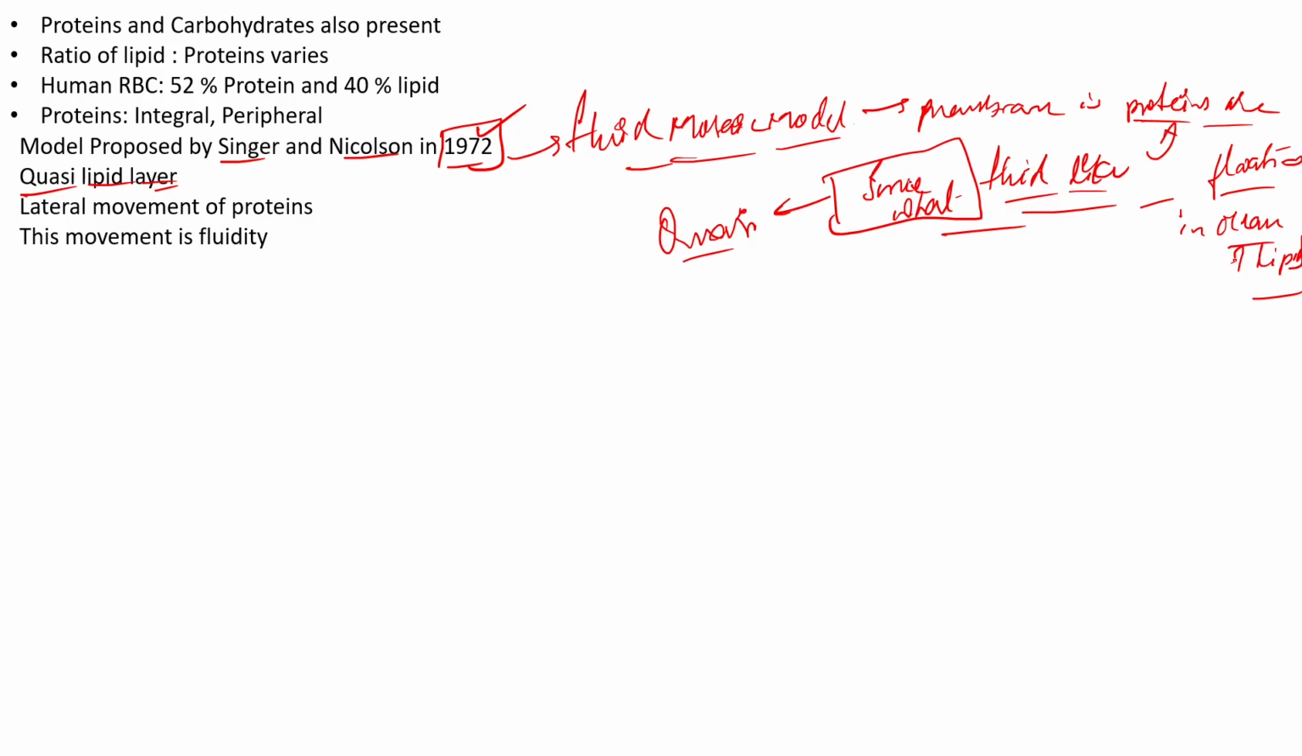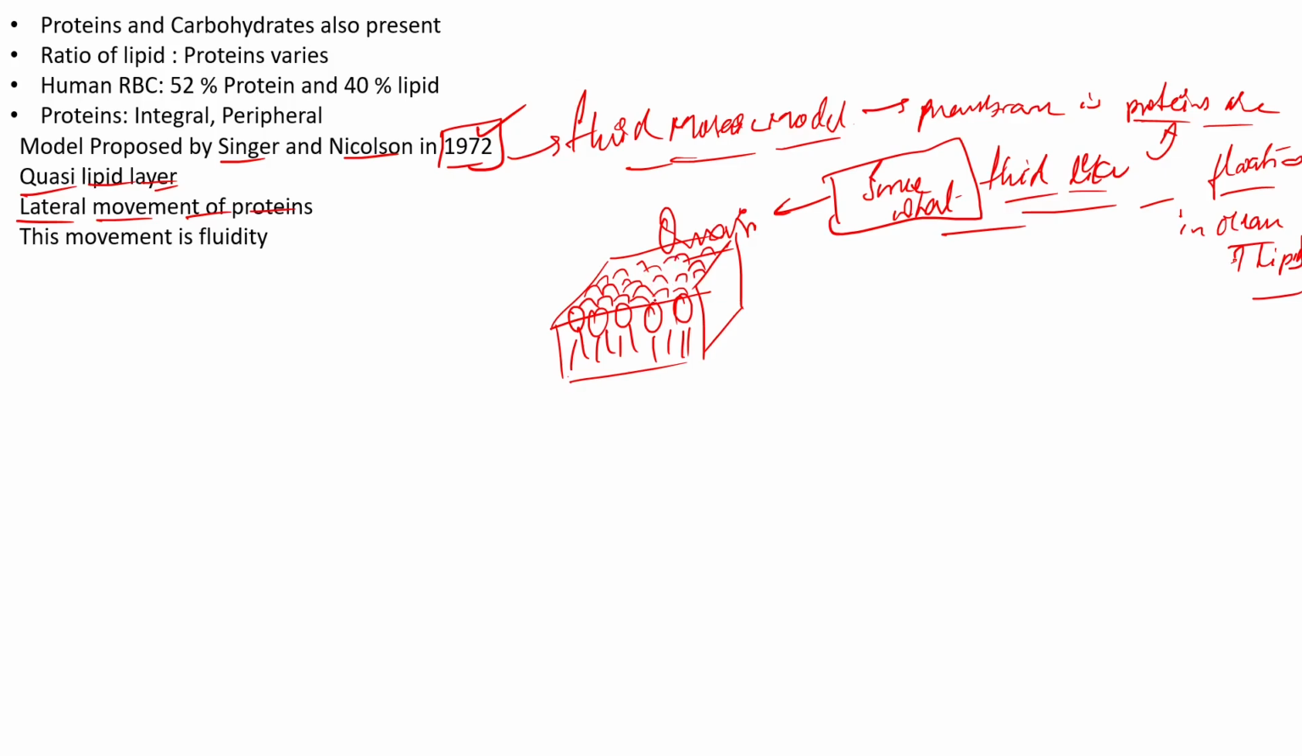Now because of this quasi-fluid or fluid-like property, we can see that there is a lateral movement of the proteins. What do you mean by lateral movement of the proteins? Let us draw a diagram over here. Let us assume that there is one more behind this, one more behind this. This is a three-dimensional structure I am drawing over here.